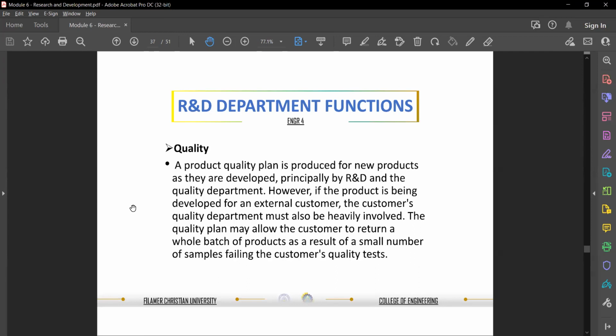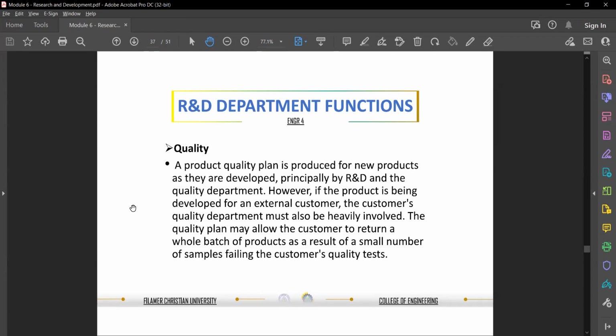Then quality. So ito yung mga quality assurance, ayan, di ba? So a product quality plan is produced for new products as they are developed, principally by the research and development and the quality department. However, if the product is being developed for an external customer, the customer's quality department must also be heavily involved. So hindi pwedeng isa lang.